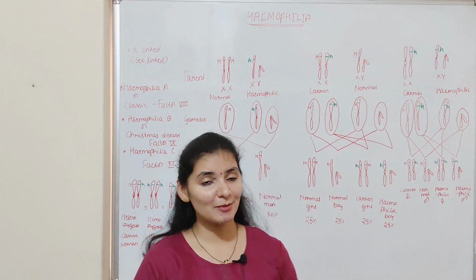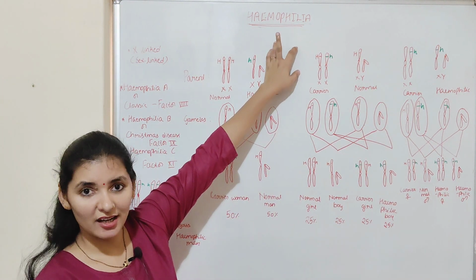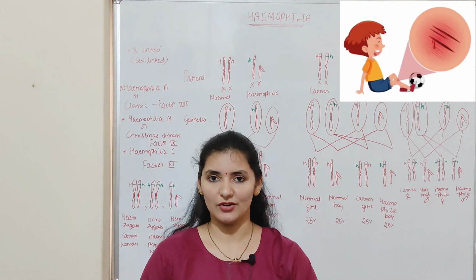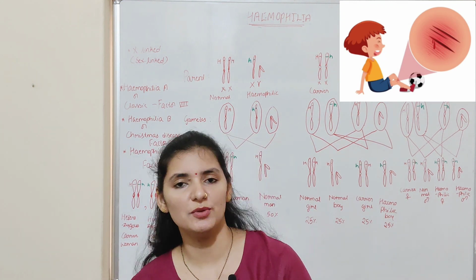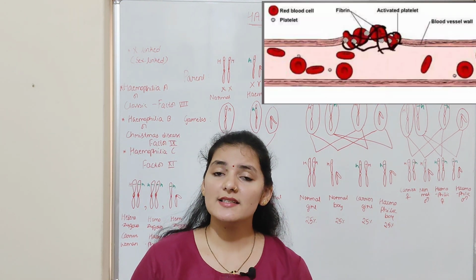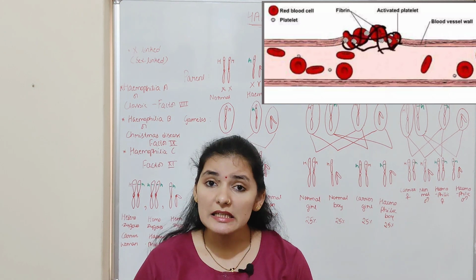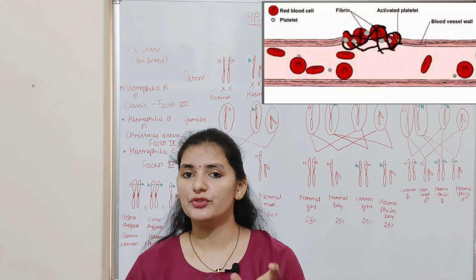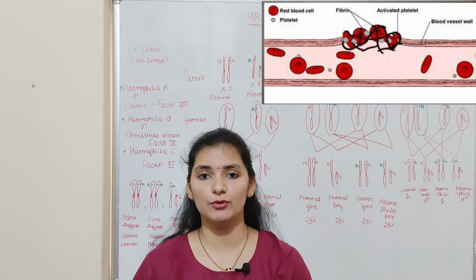In this video, I'm going to talk about the concept haemophilia. Haemophilia is a bleeding disorder in which the blood does not clot properly. The main characteristic of this disease is an increase in the normal clotting time from 3 to 10 minutes to 1 to 24 hours.